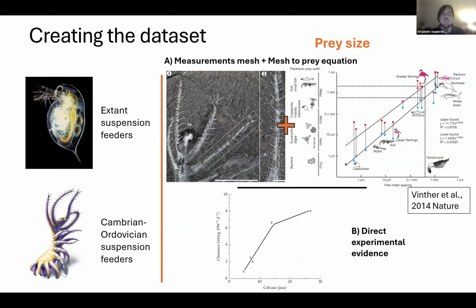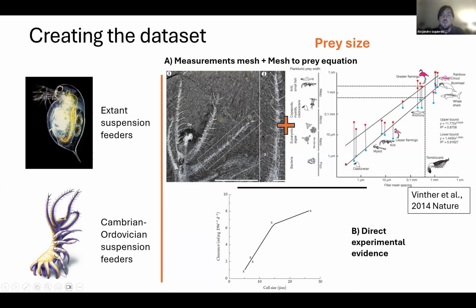To compare them, we have this data set that combines both groups. The main focus of the data set is prey size. We calculated prey size by measuring the spacing between the filter meshes. We measure how big the mesh is across different fossils, and using equations that have been published before, we can know what type of prey this mesh is able to capture, from micrometer to nanometer size. Also, we have experimental evidence for arthropods that exist today. There are multiple experiments that show how arthropods filter and what type of prey they can capture.